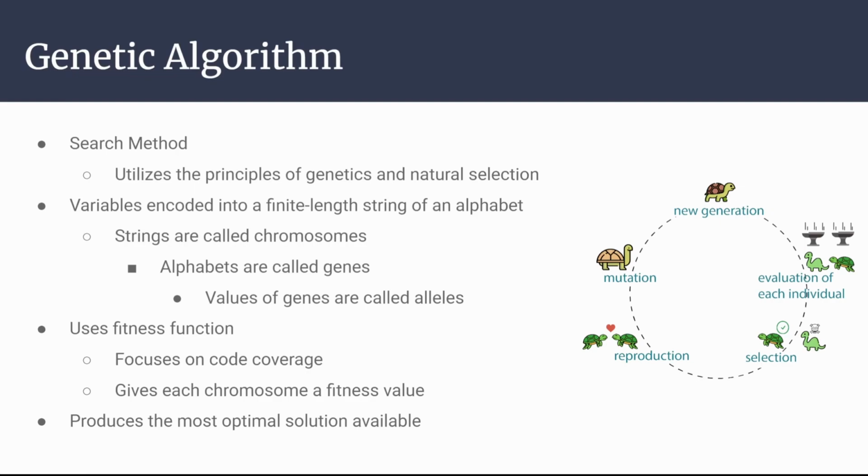It typically focuses on code coverage, so whichever test case can cover more code, it'll give a higher fitness value to it. And the algorithm produces the most optimal solution available. So not the most optimal solution overall, just whatever is given at the time, it will give the most optimal solution at that time. If you keep running the algorithm over and over again, it will create a solution that is almost near optimal.